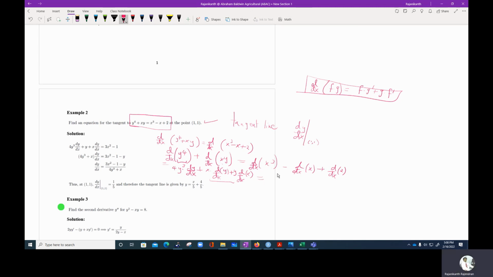So I'm using the product rule here. And this side is simply the power rule. The derivative of x cubed is 3x squared. The derivative of x is 1. And the derivative of 2 is a constant, 0, right?